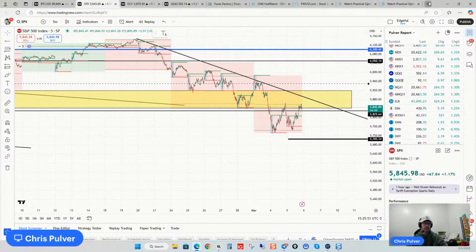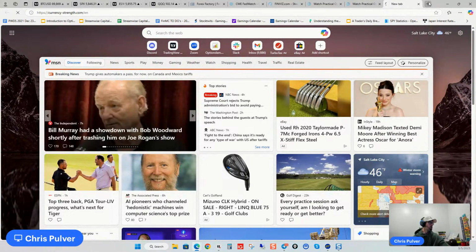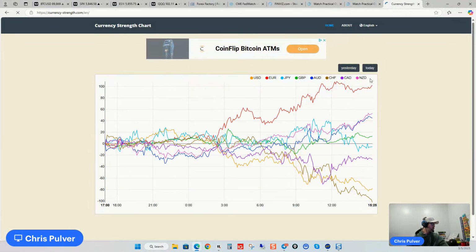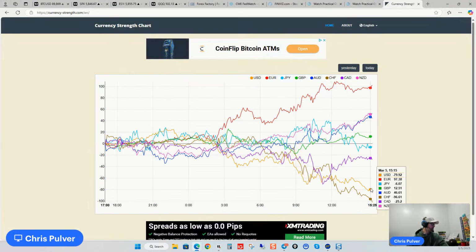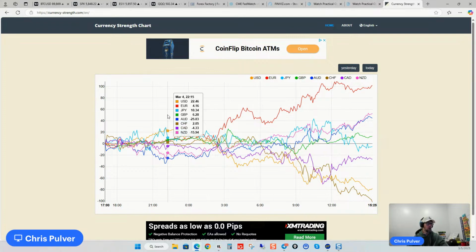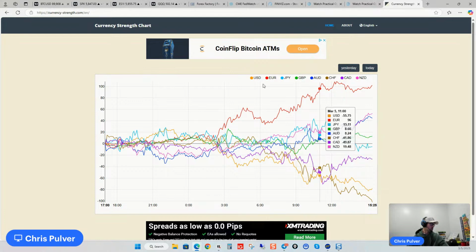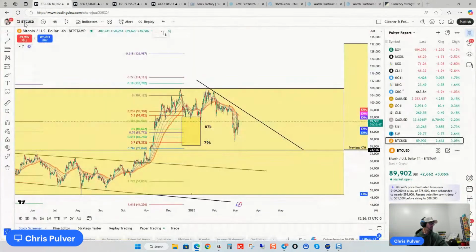Currency strength wise today, Euro has been on a tear today. The dollar has been super weak, as has been the Swiss. So actually, I probably got a nice little P&L swing on my Swiss crosses. I'm long Aussie Swiss, CAD Swiss, Euro Swiss, Pound Swiss, New Zealand Swiss, and I got out of my dollar Swiss, but I'm long against the Swiss. But Euro is making a big fat move.